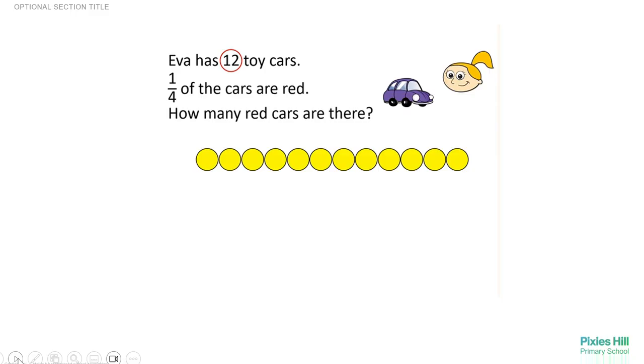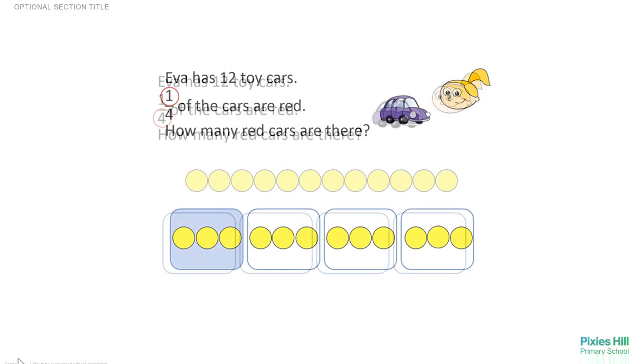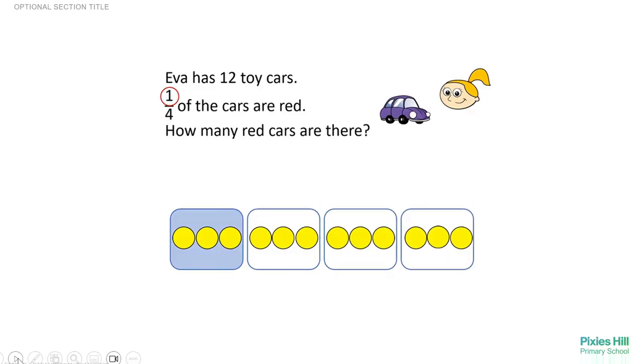So here Eva has 12 toy cars. 1/4 of the cars are red. So how many red cars are there? First of all, we have our 12 cars represented as our dots. And we will then look at our fraction. Because it's 1/4, we look at our denominator to show that we need to have 4 circles or 4 boxes. And then we will divide our counters equally into the 4 boxes. And then we will look at our numerator, which is one of the parts, and we can see it is 3. So therefore 12 divided by 4 is 3, so 1/4 of 12 equals 3.